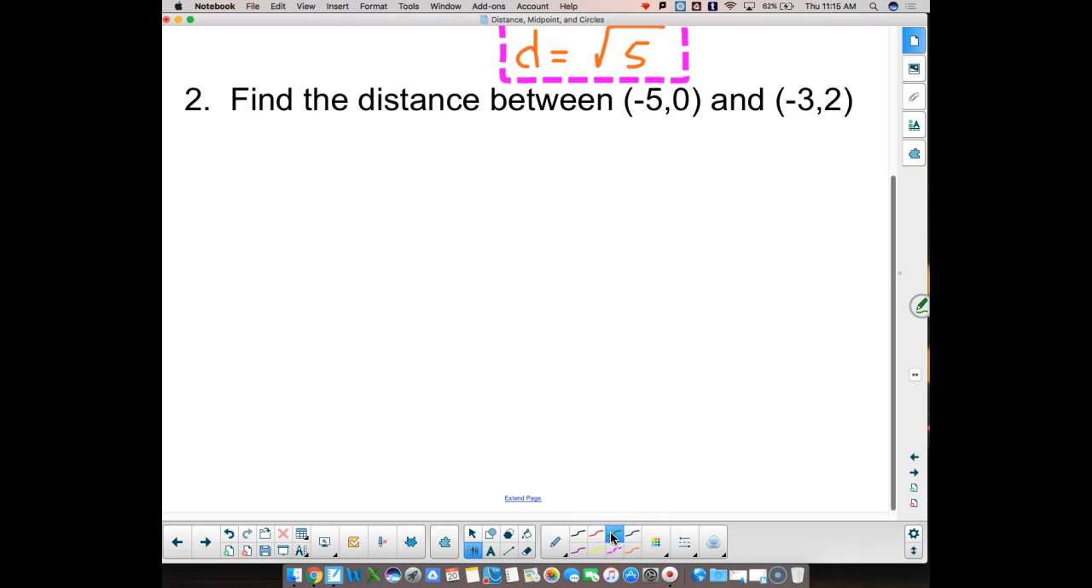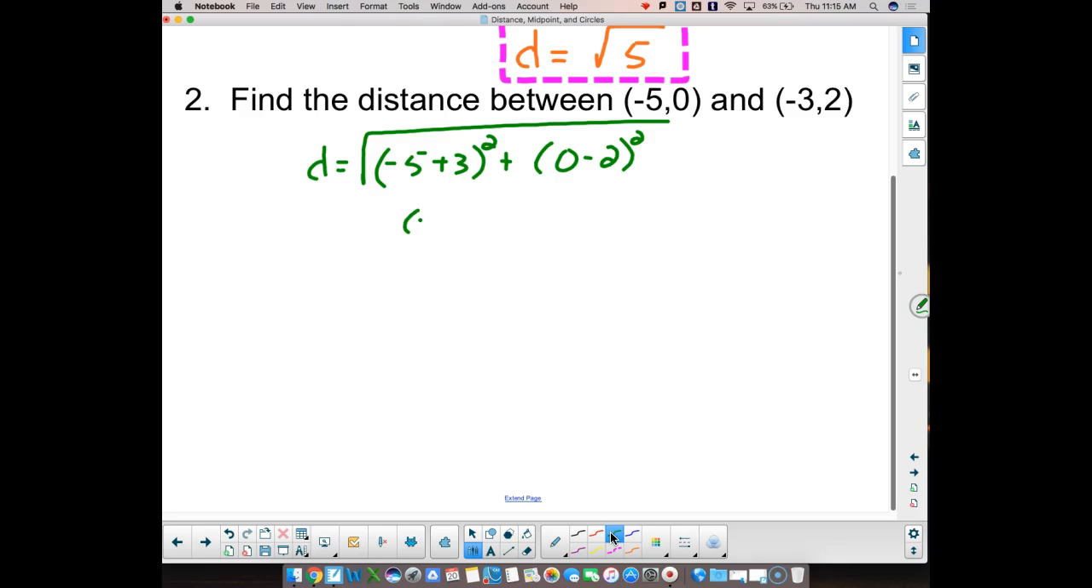So the distance here is going to be -5 minus -3 quantity squared added to 0 minus 2 quantity squared, and then take the square root of that. -5 minus -3 is -5 plus 3. That's going to be -2 squared. 0 minus 2 is also -2. That's going to be squared. I'm going to take the square root of that.